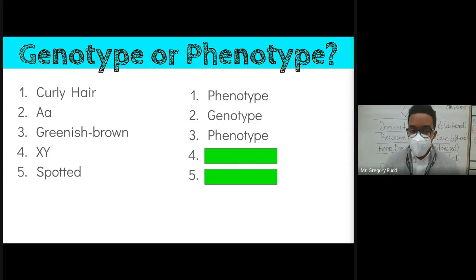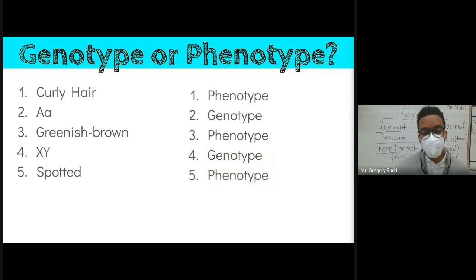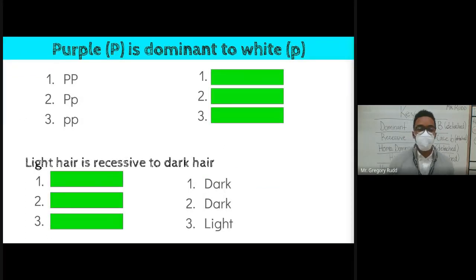Okay, so XY, we're using letters there, so that's a genotype. We will talk about why we have two different letters next week. And then the last one, spotted, what would that be? Yeah, that's a phenotype. Good. Okay, so let's put it all together. At the top, it tells us that purple, whatever this is, let's think about maybe flower color. Purple flowers are dominant to white flowers. So what is my dominant allele?